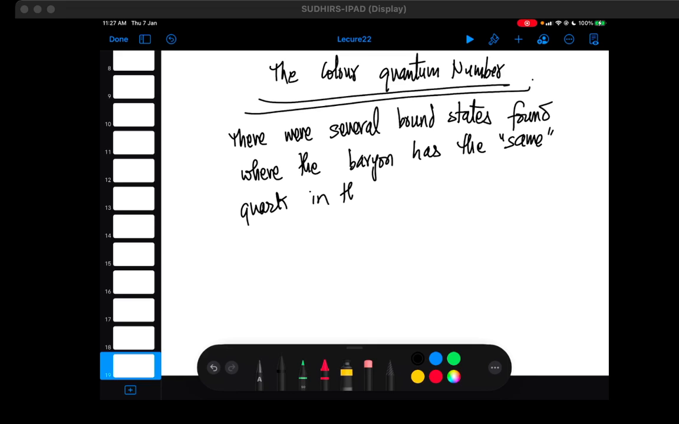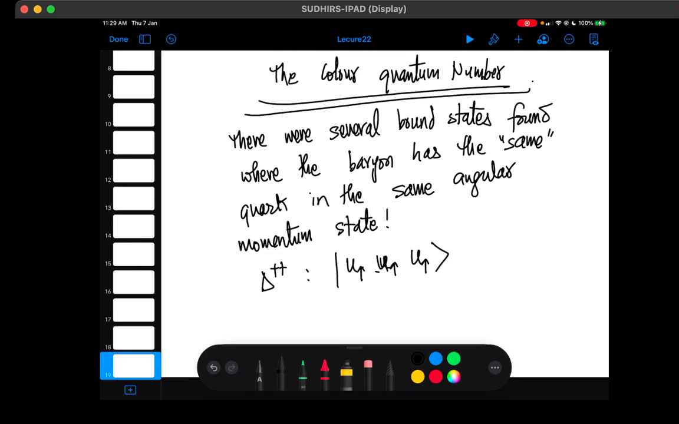Okay, so if you have, for example, one of the states is essentially delta plus plus, which has UUU and it has spin 3/2. So all the quarks are in the up state essentially. If you look at the wave function of this one, this would be something like U up, U up, U up. So all the spins are in the up direction, and this baryon has been found.